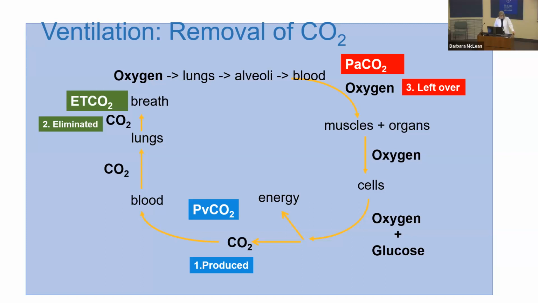Okay. Patient has a PV CO2 of 60, an arterial CO2 of 40, and an end-tidal CO2 of 35. Is your ventilation okay? Yes. Is your arterial CO2 okay? Yes. What's your problem? Your venous CO2 is high. Are you producing too much or too little? Producing too much. You're going to treat that one with perfusion.